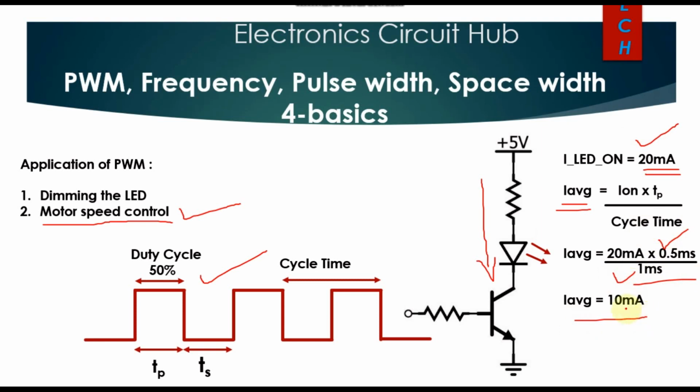So now you can see, if you set the duty cycle to 50%, you will get an average current of 10 milliampere. If you change the duty cycle to 20%, 30%, 40%, whatever you want as per your requirement, this will impact the output current level. So I hope you understand these four basics or vocabs, which are most commonly used in digital electronics.